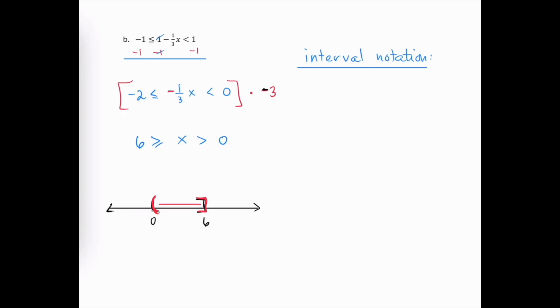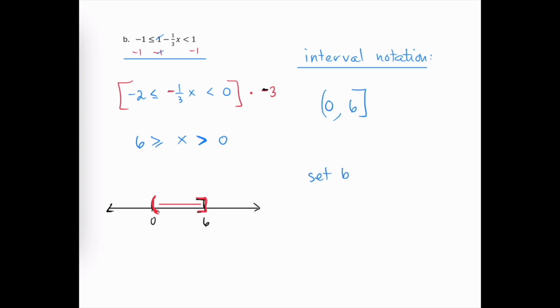Again, when writing the solution in interval notation, we'll notice that it looks very similar to the graph on the number line. We start with the smallest quantity in the solution set. In this example, we're not going to be including the 0 because we had a strictly greater than symbol here. Then we go to the 6, which is the largest value in the solution set, and that's going to be wrapped up in a bracket.